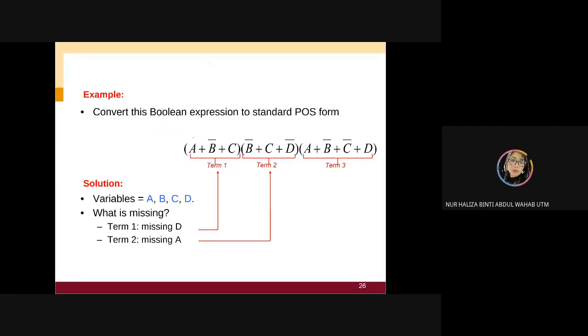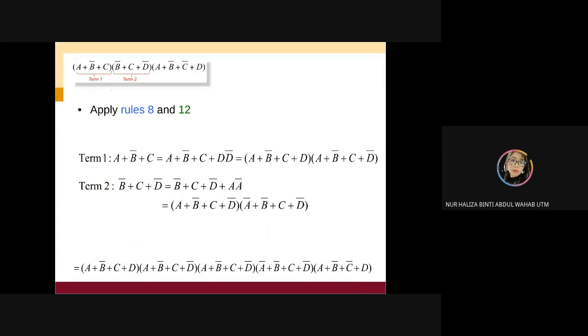So it's mentioned what variables we have: A, B, C, D. What are you missing? You're missing D here. You're missing A. So how to do it? You apply rule number 8, apply rule number 12. Term 1, what are you missing? D. You multiply here, you get this. It is supposedly to be 0. That's why it doesn't affect the value. You can do this. And how you can solve this using rule number 12.